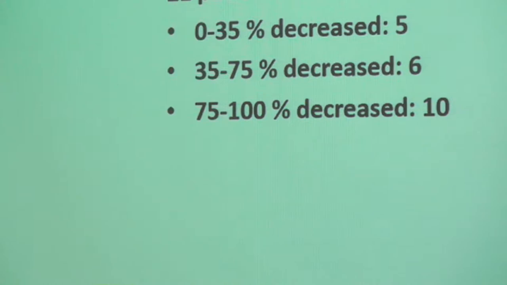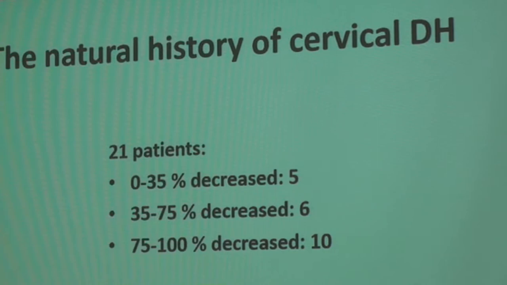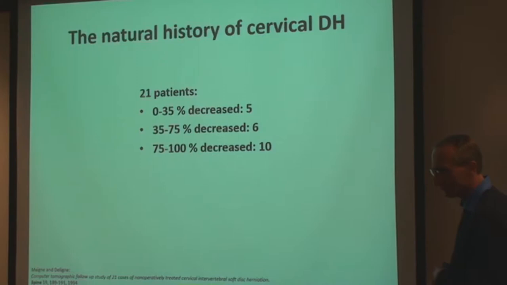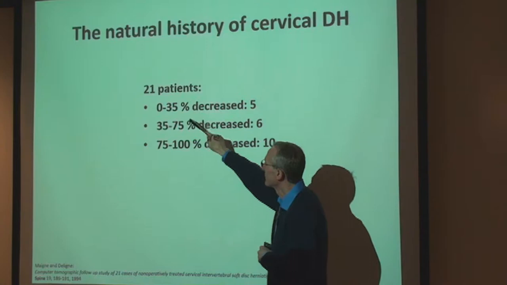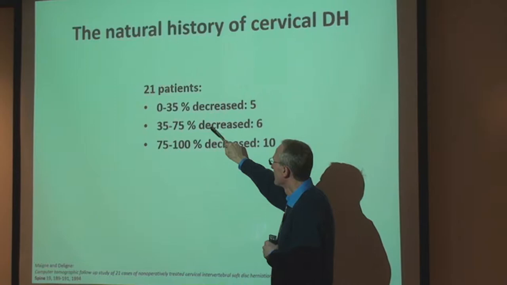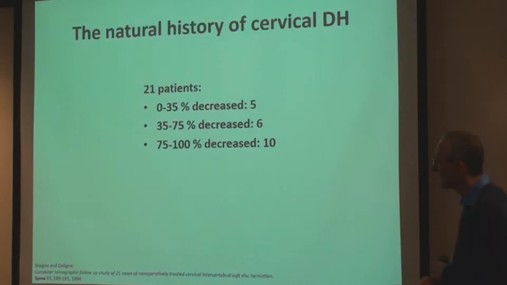To talk about management of any disease, it's always very useful to know the natural history of the disease. What happens if you do nothing? There are some data on the natural history of cervical intervertebral disc herniation that were published in 1994, which is 20 years ago. I'm strong in mathematics. So, 21 patients were followed, and the authors found that in 5 patients there was a small decrease, 0 to 35%, in the size of the herniation. In 6 patients there was a 35 to 75% decrease in size. And in 10 patients, so half of the patients, the decrease in the size of the herniation was 75 to 100%. So the natural history shows that there is significant healing of the intervertebral disc herniation.